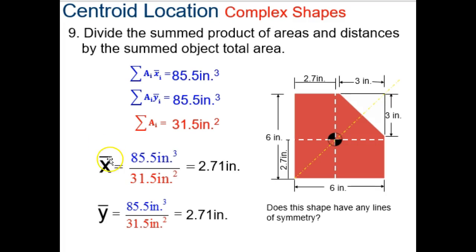We plug those into our equation. Sum of area times X centroids divided by the sum of the area is 2.71 inches. And the same thing for the Y, sum of the areas times the Y centroids divided by the sum of the area, 2.71. Again, line symmetry through this shape right through there.